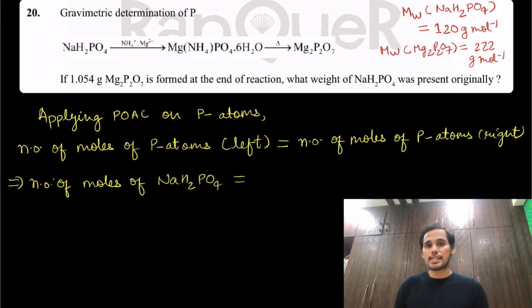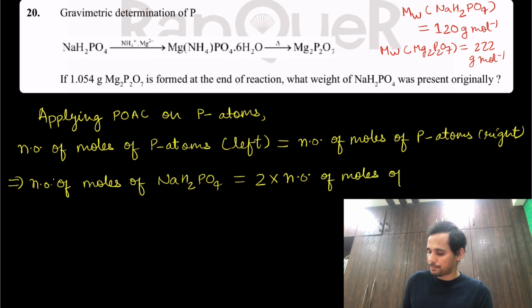Again, phosphorus is there in Mg2P2O7 in the right hand side, and one molecule of Mg2P2O7 has two atoms of phosphorus. So two molecules will have 4, 3 molecules will have 6. So whatever is the number of molecules of Mg2P2O7, twice that number will be the number of moles of phosphorus atoms. So we can write twice the number of moles of Mg2P2O7.